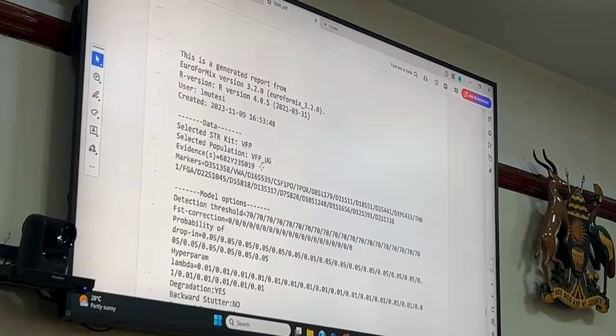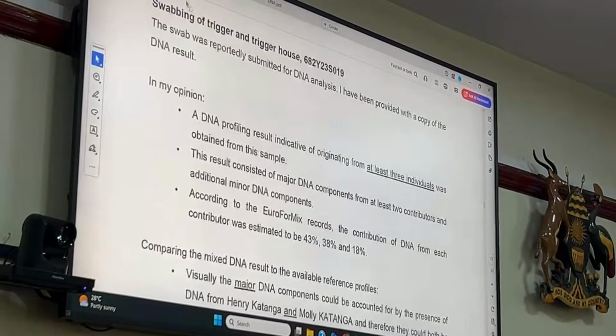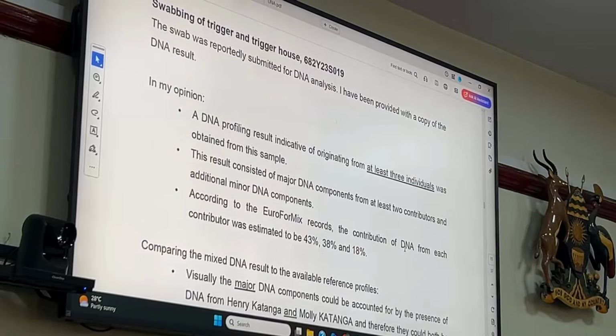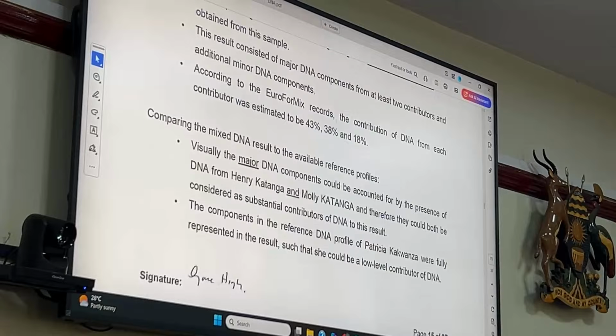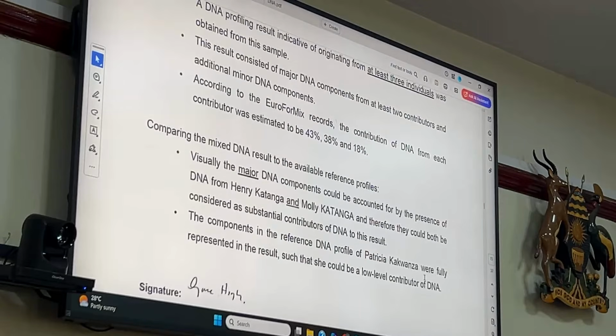Now, I just want to go back to your report. In spite of what we have seen and what we can't explain, there is a conclusion, according to the DNA expert, that it's likely that Molly Katanga contributed more DNA than Henry and Patricia by a billion times. That is a major profile. Do you agree, and can you explain your reasons? No, I don't agree that there was a major profile present.